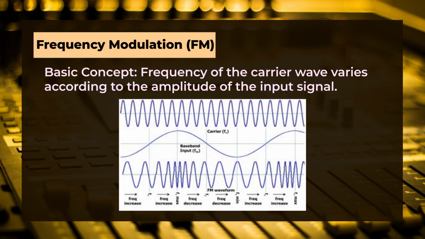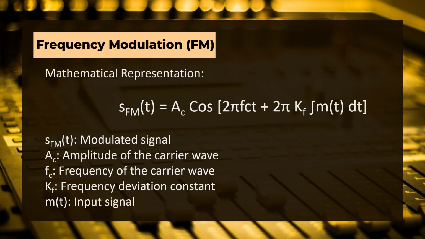Now, let us have a look at the mathematical representation. The mathematical representation of frequency modulation can be expressed as s(t) = Ac cos(2π fc t + 2π kf ∫ m(t) dt).